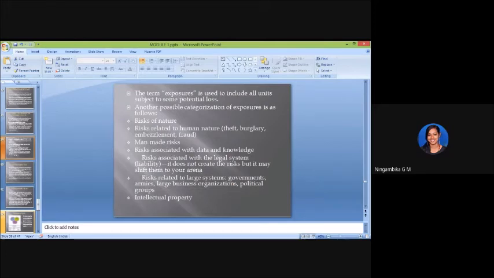So now we can come to a conclusion. What is exposure? The term exposure is used to include all units subject to some potential loss that might happen in a future time period. Another possible category of exposure is risk related to human nature, which might be because of theft or fraud, or man-made risk which can create a risk in the organization. Yes, and risk associated with data and knowledge. Talk about risk, legal system, and also intellectual property. This is one of the categories of exposure which is general in nature.